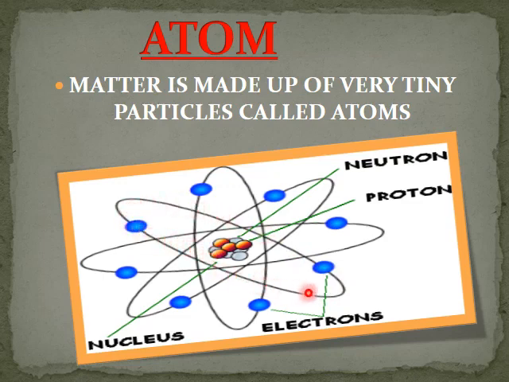So this is the structure of an atom, because all kinds of matter, either solid, liquid, or gases, contain atoms and are made up of atoms. And here is the structure of atoms. You can see clearly the blue electrons, the central part of the atom, the nucleus, and the elliptical paths that are called orbits.